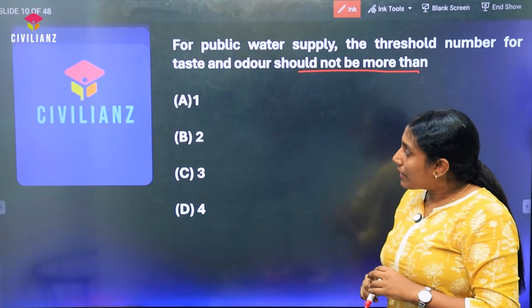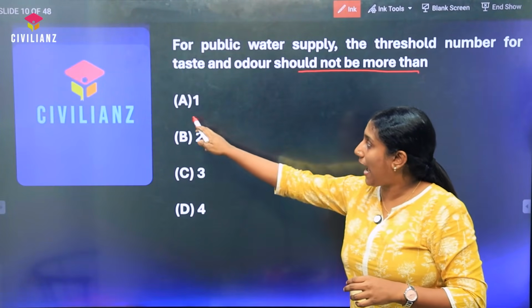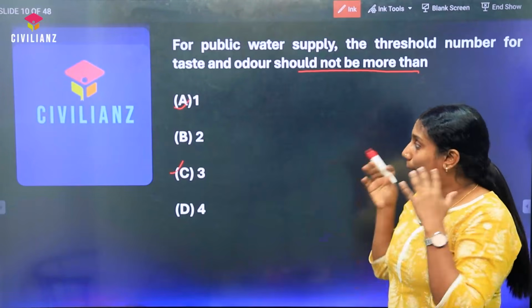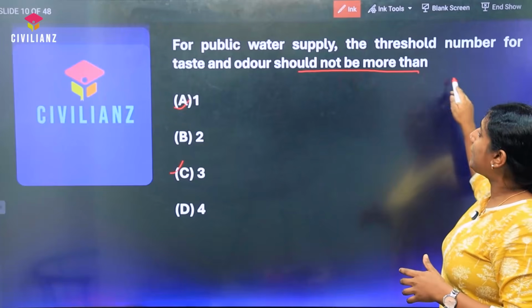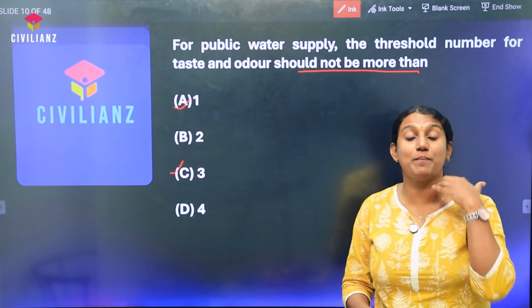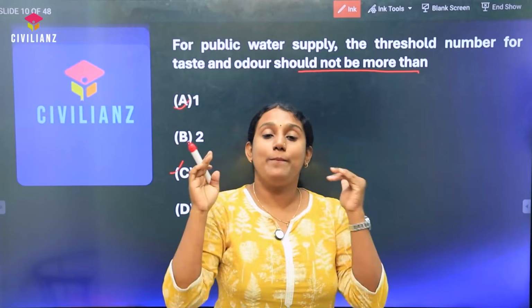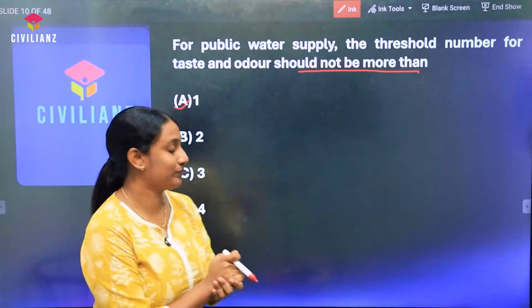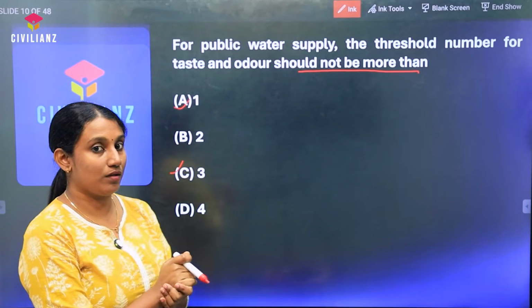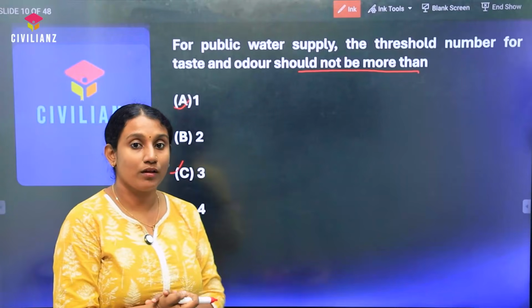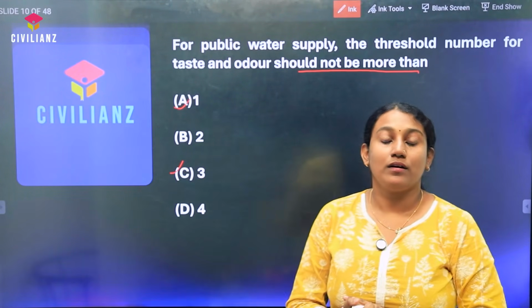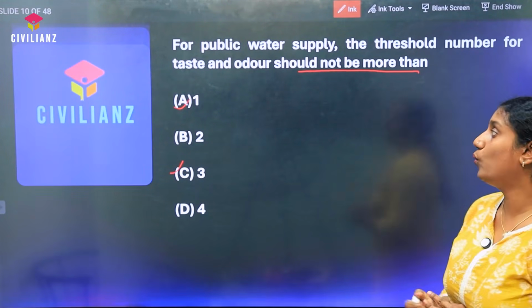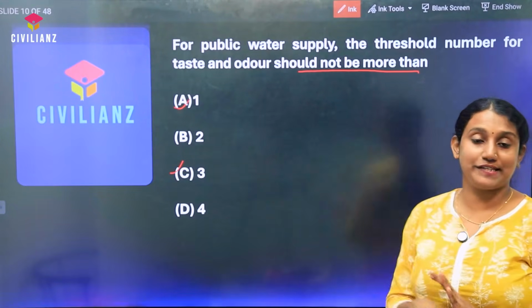So the confusion in the options is between option A and option C. These are the values of threshold odor number, but they are asking should not be more than. That means maximum permissible limit of the threshold odor number. Which one? 1 or 3? Please comment your answers in that box. Option A or option C?